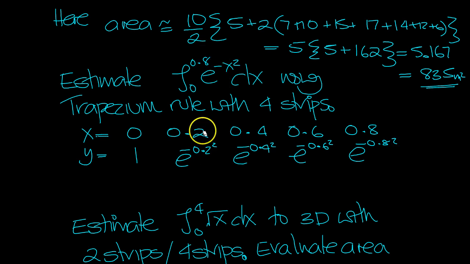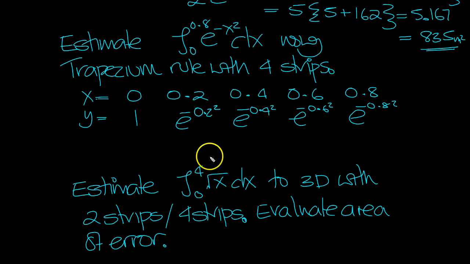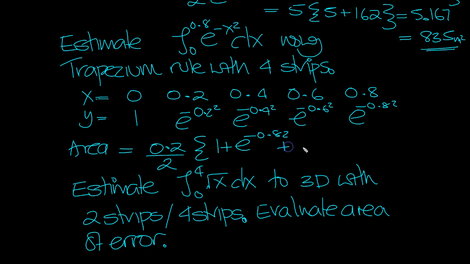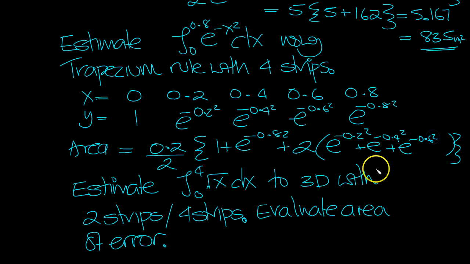So if we tap that in, that would be 0.04, although we could leave it like that, couldn't we? Okay, good. So the area then would be h over 2, the distance across the interval. Distance is 0.2 over 2, isn't it? The first and the last, so this one and this one, 1 plus e to the minus 0.8 squared, plus 2 times all the ordinates in between. So that'd be e to the minus 0.2 squared plus e to the minus 0.4 squared plus e to the minus 0.6 squared. Okay, using 4 strips. And we give the answer to 3 decimal places, is what we're told in the question.